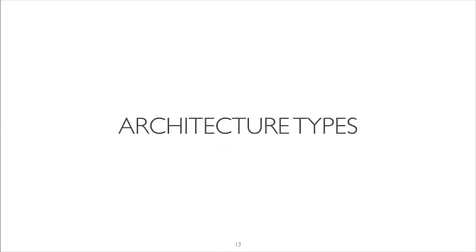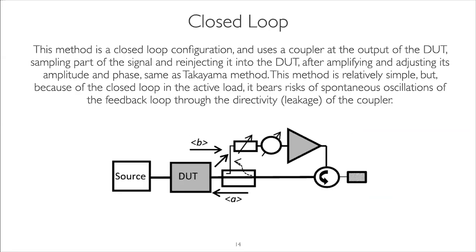Okay. So let's look at architecture types. What we mean by that is the closed loop, open loop, and different techniques. So the closed loop is really the first one that was developed by Takayama. The method is basically splitting up a signal. So you're splitting up a signal. One of them is being terminated, as I mentioned. The other one goes through the closed loop. And then we could play around with the phase and the magnitude, and the amplifier basically amplifies that signal, sends it back to the device.